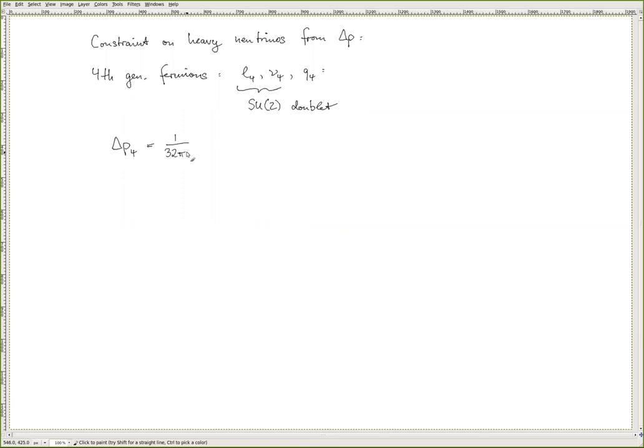The formula is slightly more lengthy than what I had before. It involves both the Yukawa coupling of the charged lepton and of the neutrino.